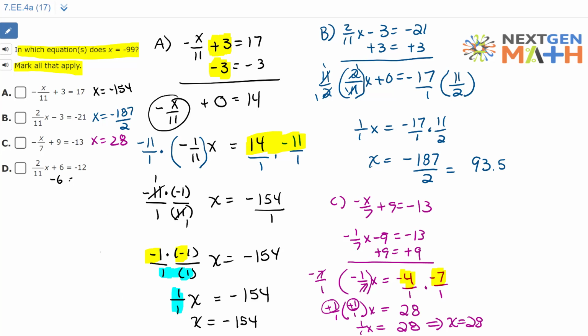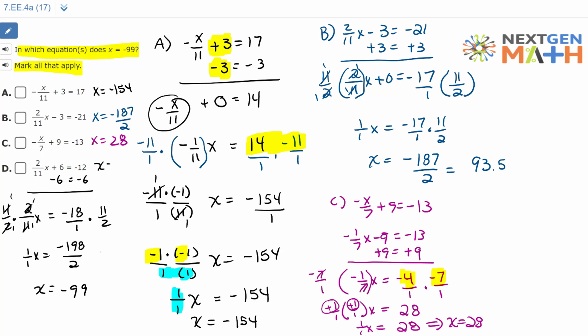We're just going to subtract 6 from each side, so we're left with 2/11 x equals negative 18. Now we're going to multiply each side by the reciprocal, and in doing so, this reduces to 1 over 1x. So we're left with 1 over 1x equals negative 18 times 11, which equals negative 198 over 2, which is the same thing as x equals negative 99. So x equals negative 99. Marking all that apply, D is our answer.